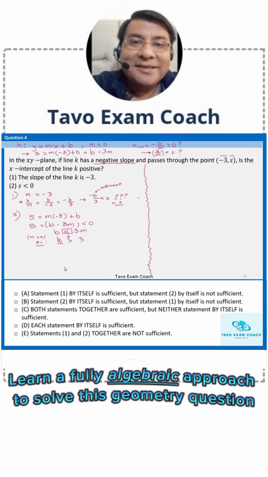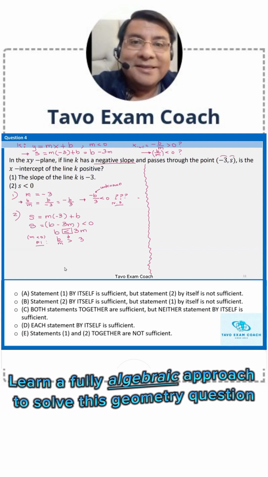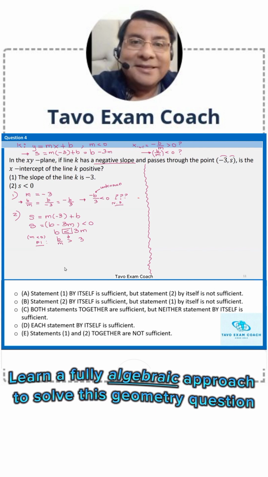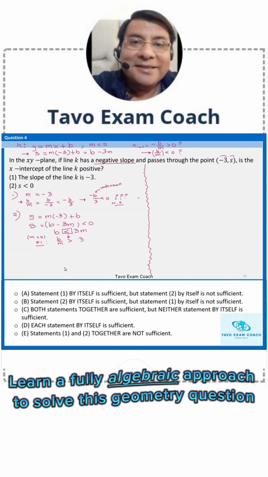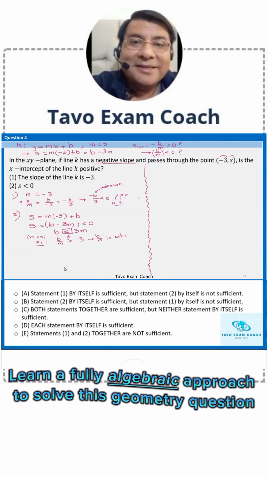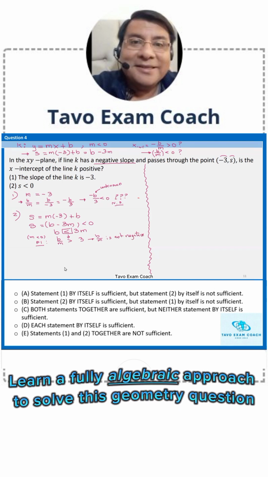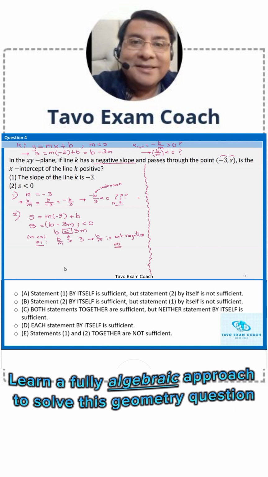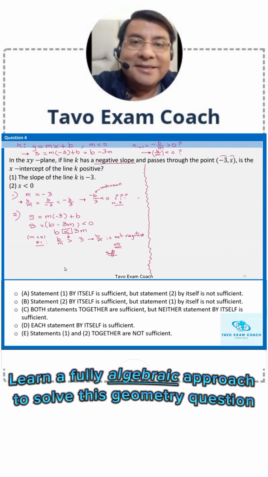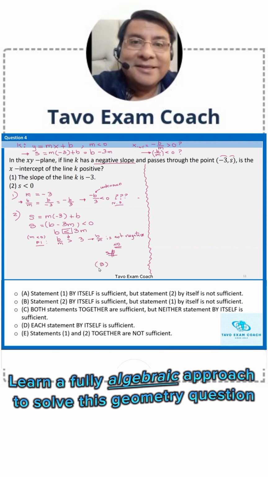But if b over m is greater than 3, that means that we have an answer to the question. B over m is not negative, it's positive, because it's always greater than positive 3. We would have a negative answer to the question. So statement 2 alone is sufficient. The correct answer choice would be option B.